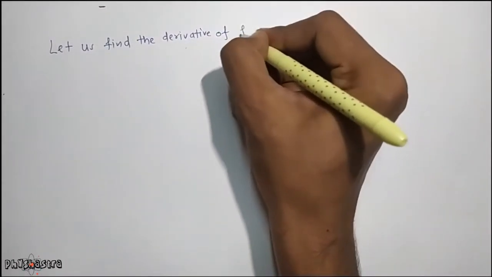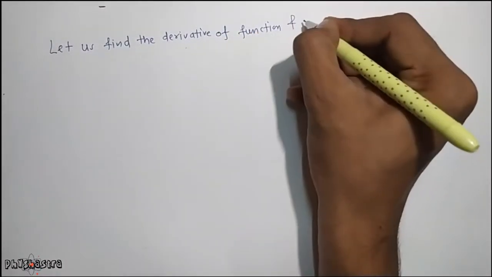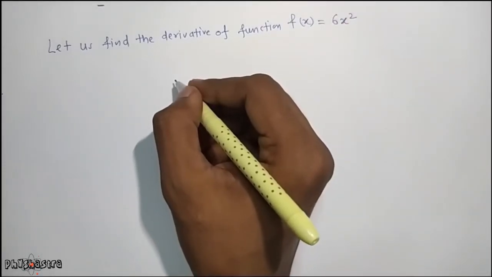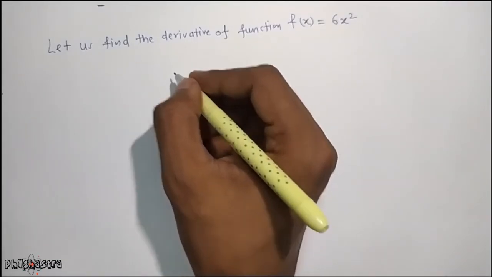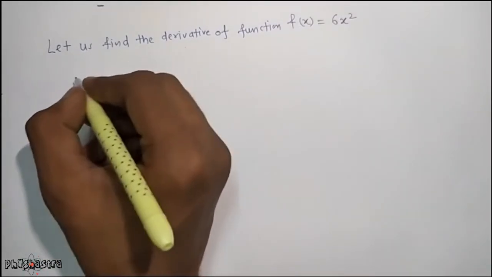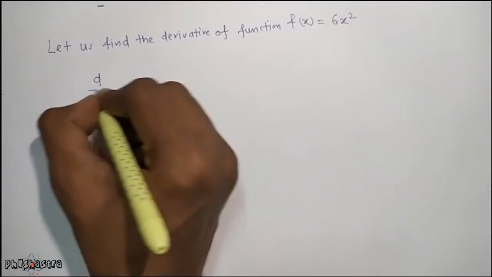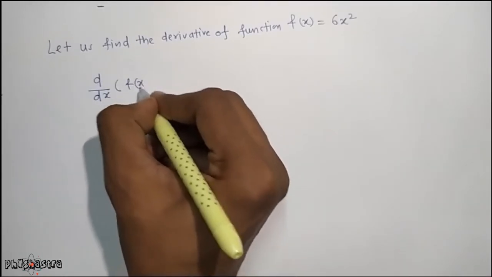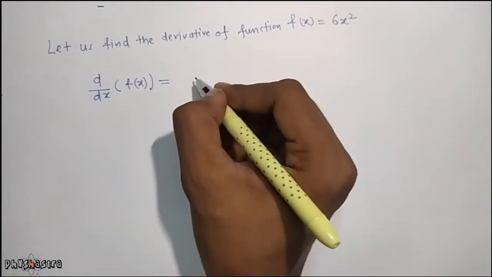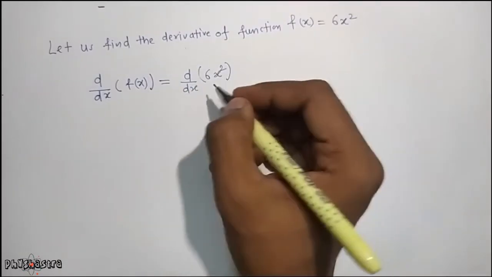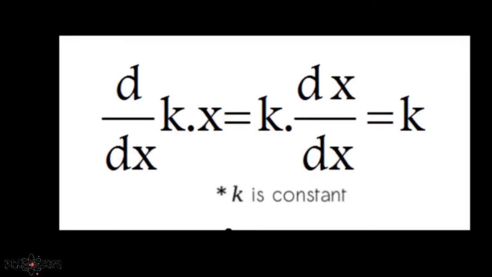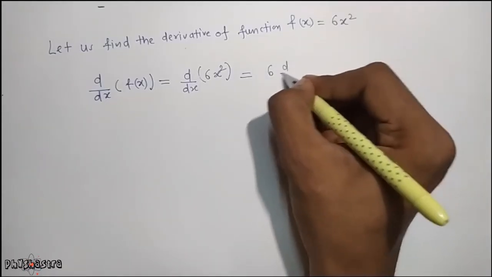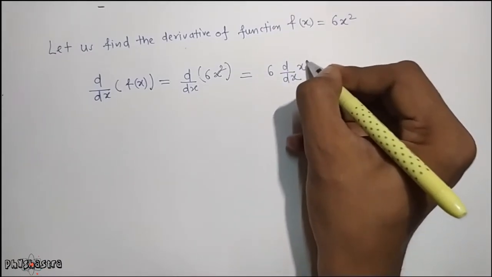Let us first do the derivation of the simple function f of x equal to 6x square. Now we find the derivative of this function such that d by dx of f of x is equal to d of dx of 6x square. Now, from the rule, we know that 6 is a constant, so it remains outside, and we only find the derivative of x square.